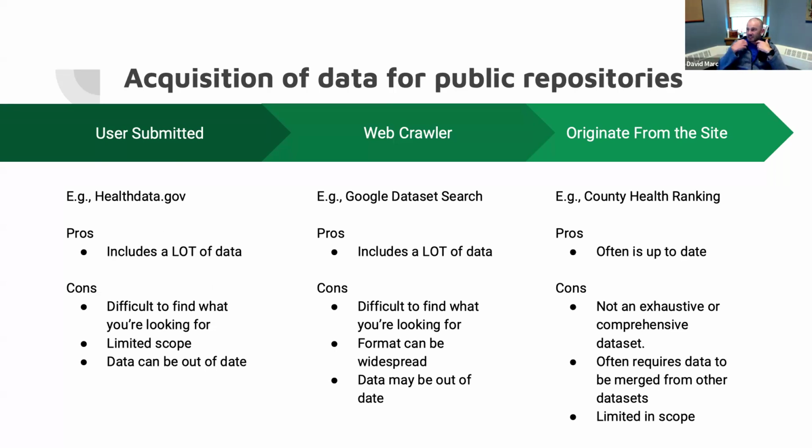And then you have data that just originates from its site. It's just published on a website. You go there, you access it, you download it. Examples would be the County Health Rankings data, that I think is updated every quarter. The data is up to date, which is great, but the cons are it's not an exhaustive or comprehensive data set. It often requires data to be merged with other data sets to become of greater use. So they might be limited in terms of scope.